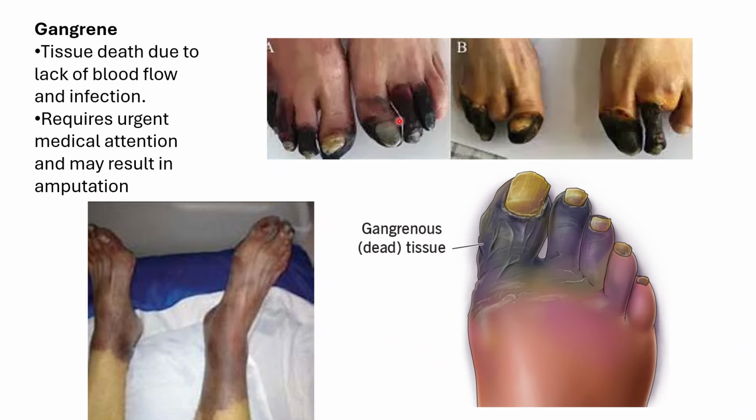All right, gangrene. So tissue dead due to lack of blood flow and infection. So there is lack of blood flow. Requires urgent medical attention and may result in amputation. Right, as you can see, these two are gangrenous. As you can see, the podiatrist had to amputate this second toe. As you can see, this one, right? During COVID, a lot of patients had issues with gangrene, especially the ones that had diabetes.